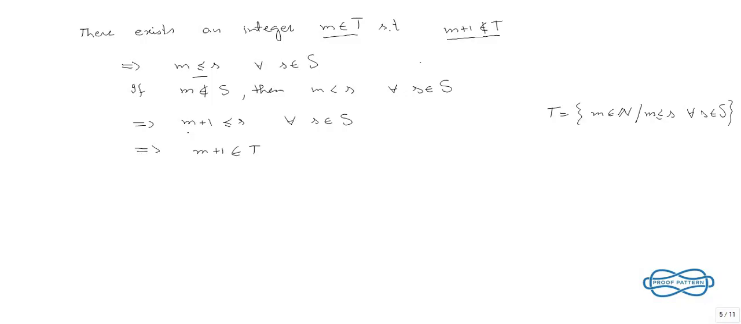Here m plus 1 satisfies this condition, so m plus 1 belongs to T, which is a contradiction to the fact that m plus 1 does not belong to T. And this contradiction arises because we considered that m does not belong to S. This means m belongs to S, and m is the least element of S. Hence the well-ordering principle holds.